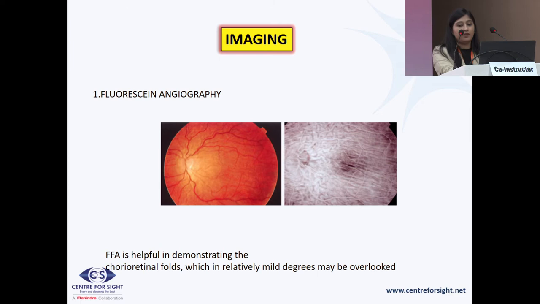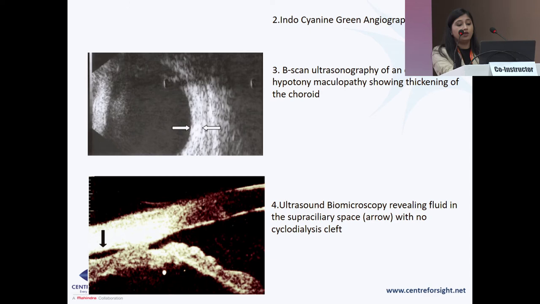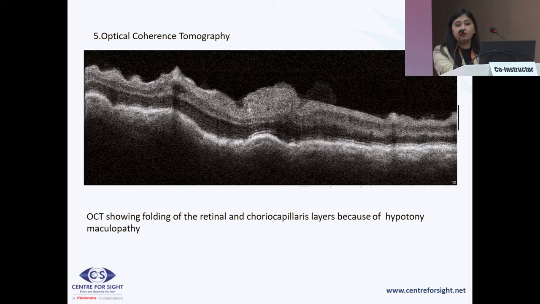FFA will help us see even the subtle folds. B-scan will show us if there is an RD or CD. With UBM, we can see if there is any suprachoroidal effusion or cyclodialysis. They will help us to rule out any causes for the hypotony. OCT is a wonderful investigation, easily available in the ophthalmologist's clinic, which helps us to see the chorioretinal folds, diagnose maculopathy, and also helps us in following up these patients.